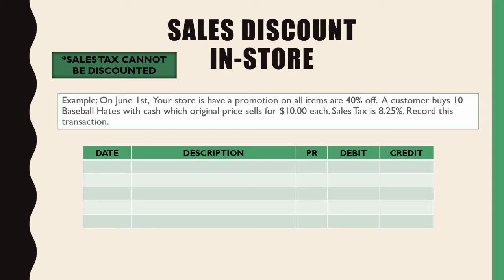So let's take a look at this example here for scenario 1, where on June 1st, your store is having a promotion on all items at 40% off. A customer buys 10 baseball hats, which are originally sold at $10 each, and the sales tax is 8.25%. Record this transaction. So in this case, there's a few things that you need to know, right?